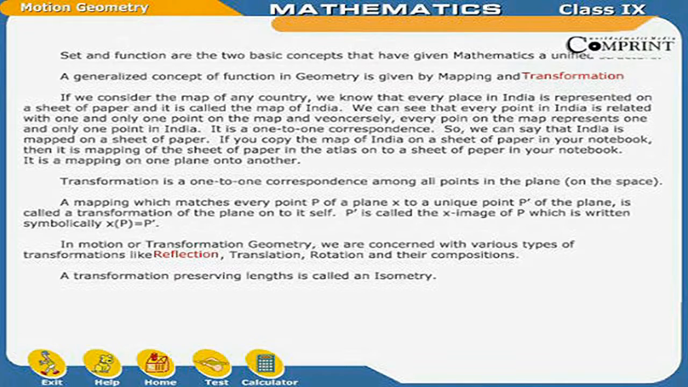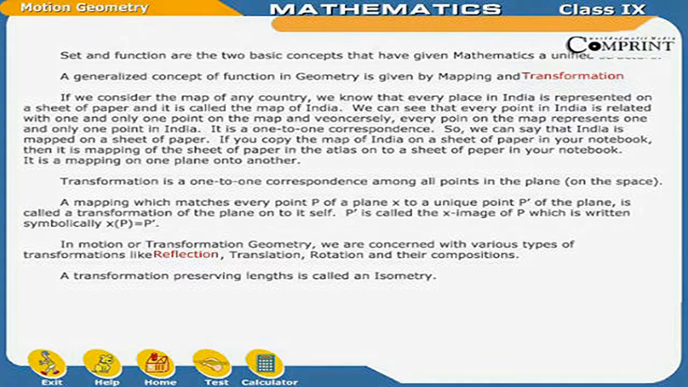If we consider the map of any country, we know that every place in India is represented on a sheet of paper and it is called the map of India. We can see that every point in India is related with one and only one point on the map and vice versa. Every point on the map represents one and only one point in India. It is a one-to-one correspondence. So, we can say that India is mapped on a sheet of paper.